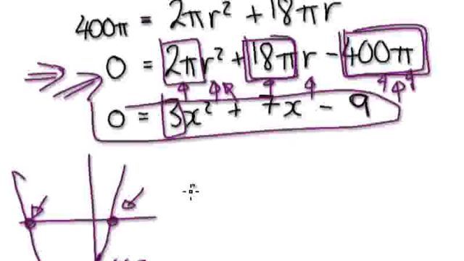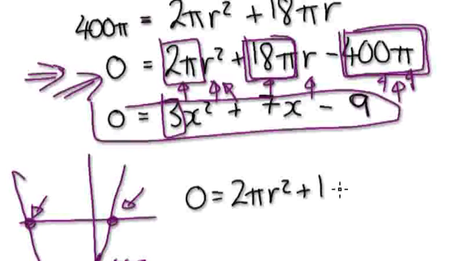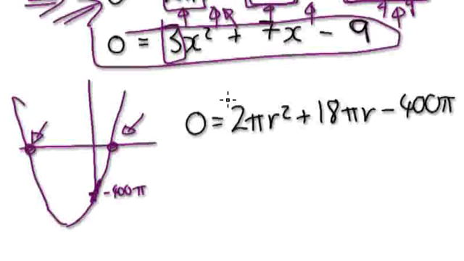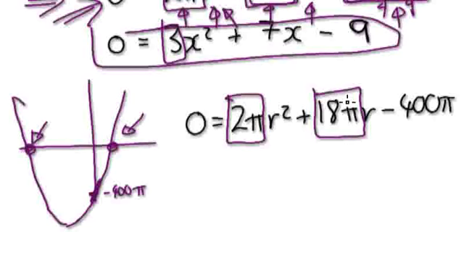Try and solve it. So here we've got 0 equals 2 pi r squared plus 18 pi r minus... So this is what we've got at the moment. Now visualize this as well. This is the coefficient of r squared. This is the coefficient of r, and this is just a number.